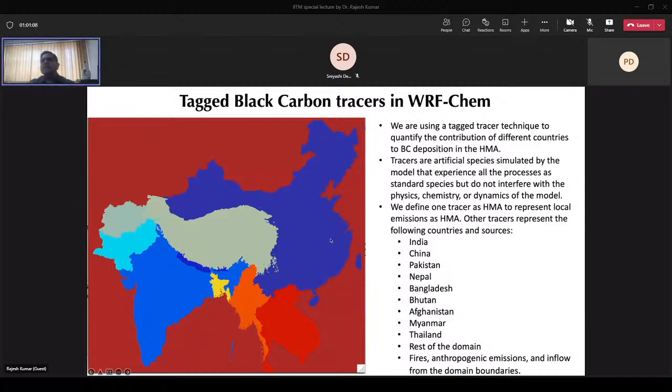And in addition to these regions, we also keep track of the contribution of total fires within the domain, anthropogenic emissions, which come from residential sources, vehicles, energy generation, industries, and also we track the inflow from the domain boundaries to understand how the rest of the world is contributing to black carbon deposition in high mountain Asia.